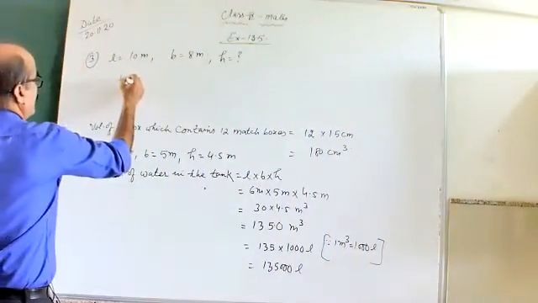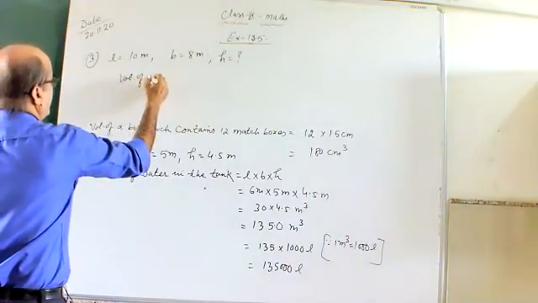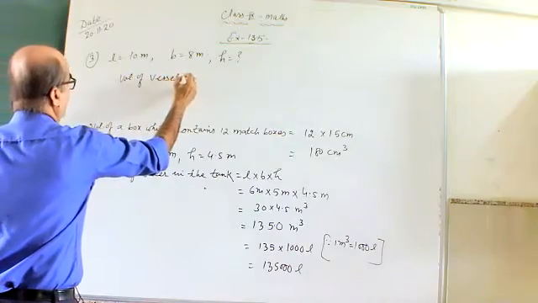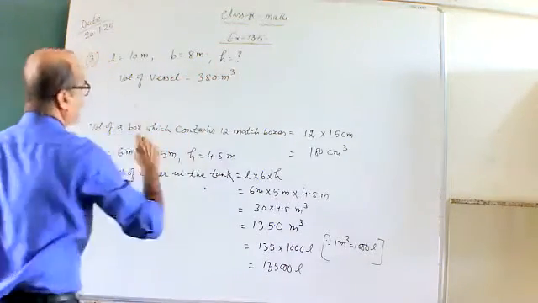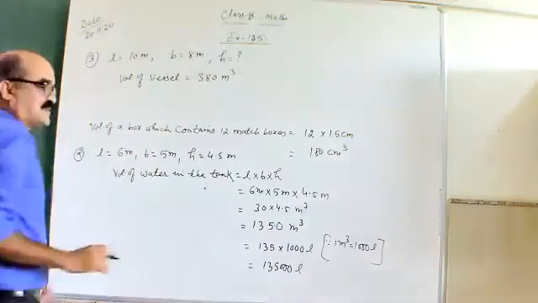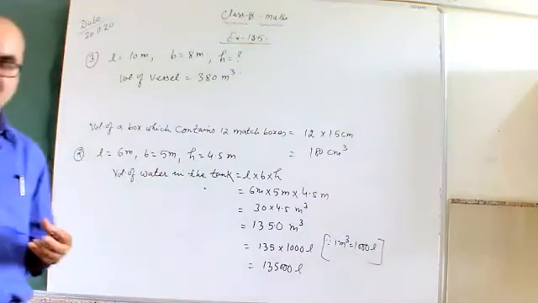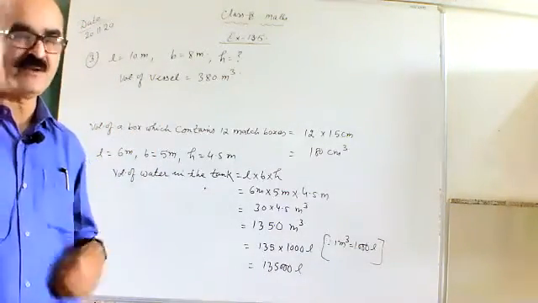Volume of vessel is equal to 380 meter cube, right? So volume of vessel means the vessel is in the form of a cuboid. So what is the volume of a cuboid? Tell me.